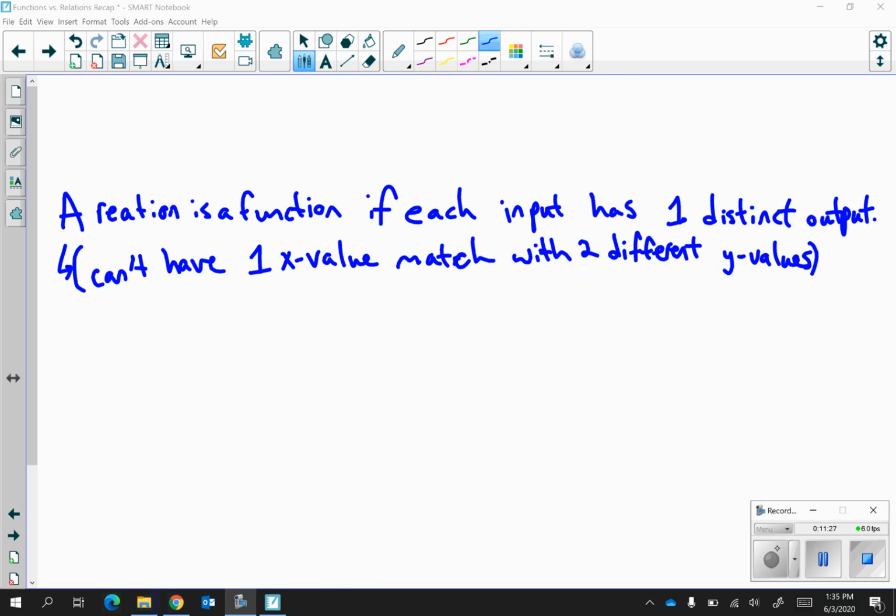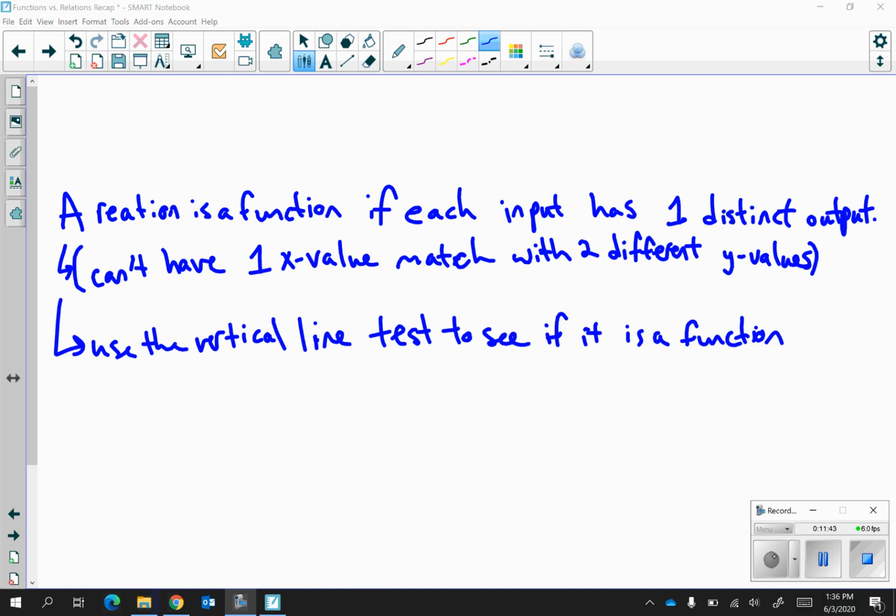So keep in mind, a relation is a function if each input has one distinct output. That basically means you can't have one x value match with 2 different y values. And also, if you want to test a graph, you're going to use the vertical line test to see if it is a function. If you're given an equation and you want to know if it's a function, think about the parent function that the equation is related to, if you can compare it to a parent function, and then see if it works out from there. And that's all for this video.